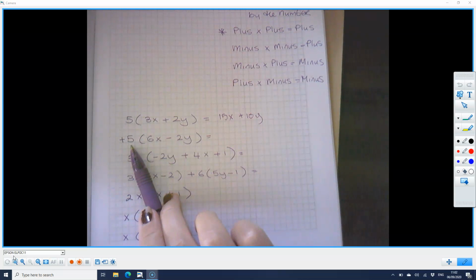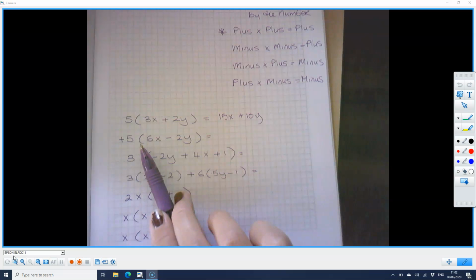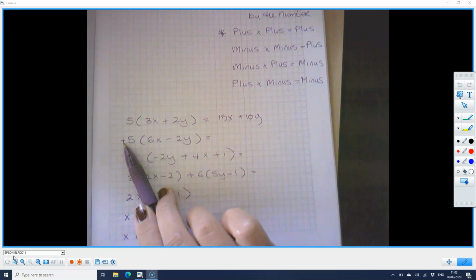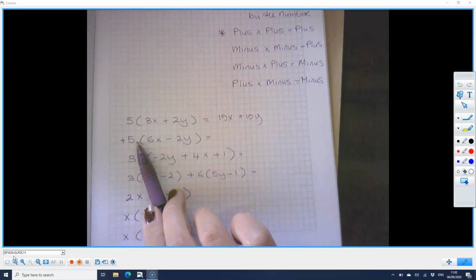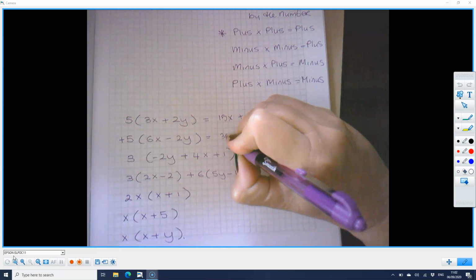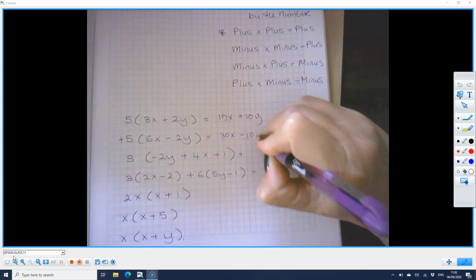The second one, I have plus 5 times 6x minus 2y, and the 6x minus 2y are in the brackets, and there's no sign between the 5 and the bracket. There is a sign in front of the 5, but there's no sign between them, so it's multiplied. So you go 5 by 6, which gives you 30x, and 5 by minus 2 gives you minus 10y.